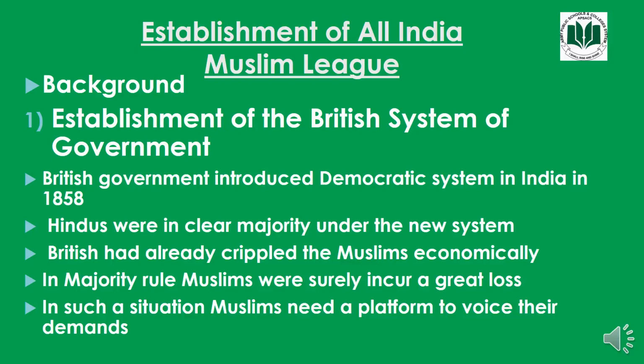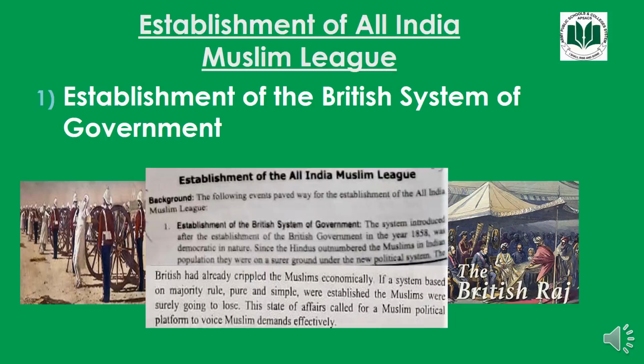As you know, the British government introduced a democratic system in India in 1858 with the start of the British Raj. Under this new system, Hindus were in clear majority, as in the democratic system, the majority has the authority. The British had already crippled the Muslims economically, and the economic situation of the Muslims was very bad. In majority rule, Muslims would surely incur a great loss. So in such a situation, the Muslims needed a platform, especially a political platform, to voice their demands.